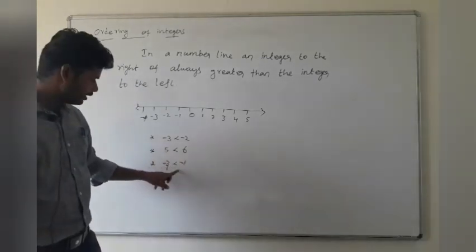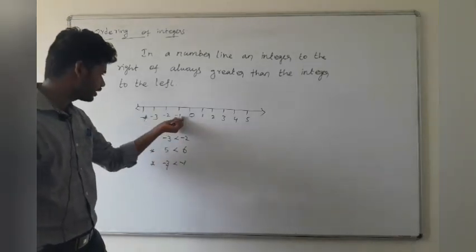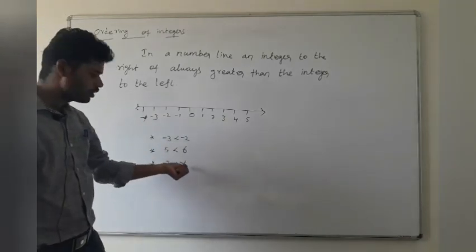Minus 3 is less than minus 1. Here minus 3, here minus 1. This is the greatest value, this is the lowest value. So minus 3 is less than minus 1.